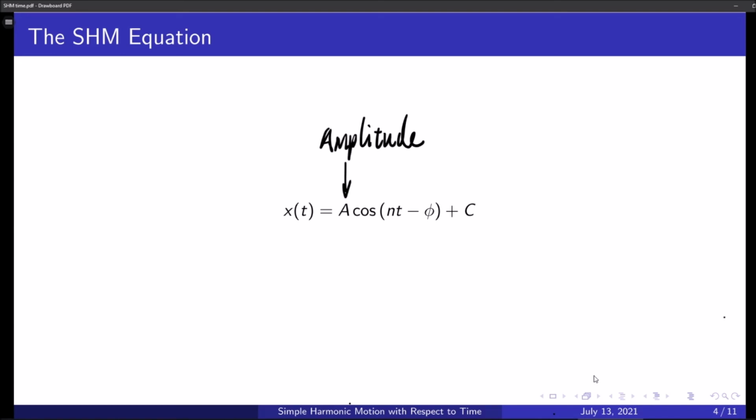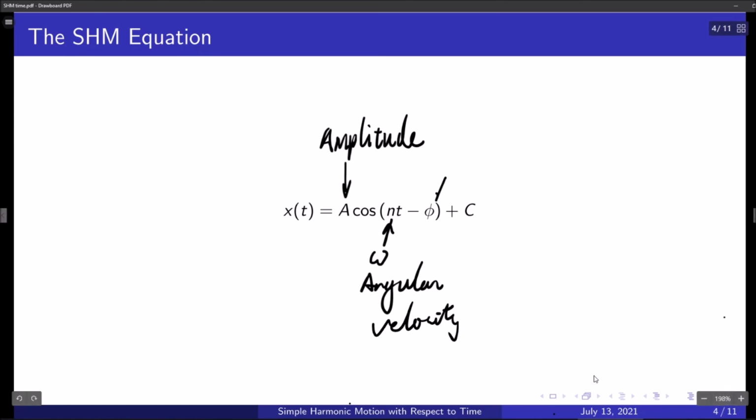Next one, n. Well, n times t, because t is the variable here, this multiplies the variable. And in a lot of places, you will see this is called angular velocity because it basically tells us how fast the function completes the cycles. And in a lot of places, you will also see it written as omega. So angular velocity.